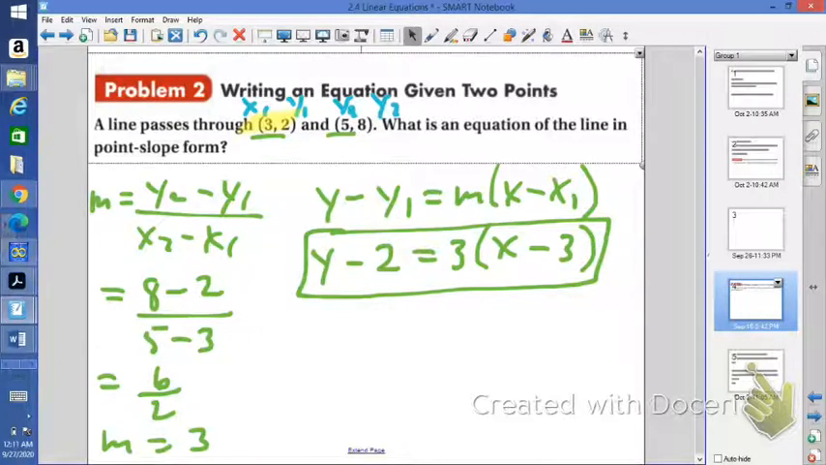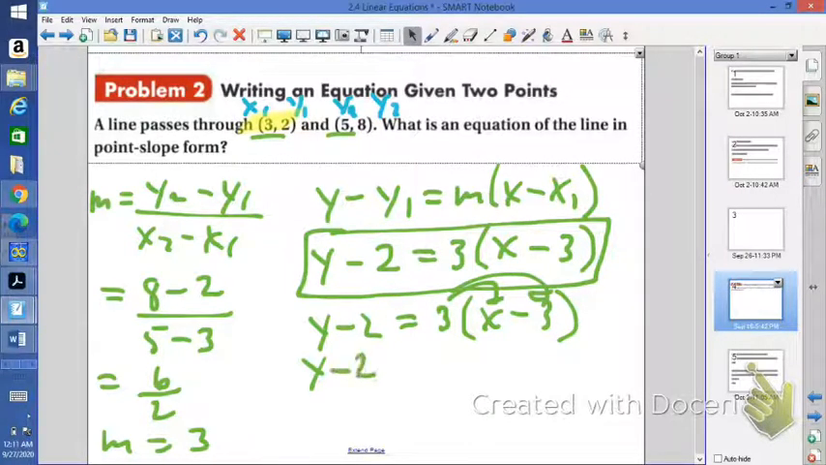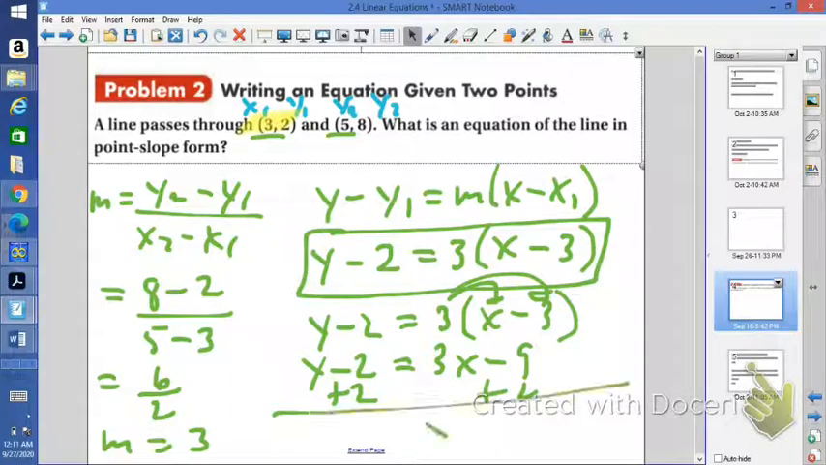Now I want you to get extra practice. You're going to be doing this in your homework as well. Take point-slope and plug it into slope-intercept form. So y minus 2 equals 3 times x minus 3. You're going to distribute the 3. So you have y minus 2 equals 3x minus 9. Add 2 to both sides. So you have y equals 3x minus 7. And there's your answer in slope-intercept form.